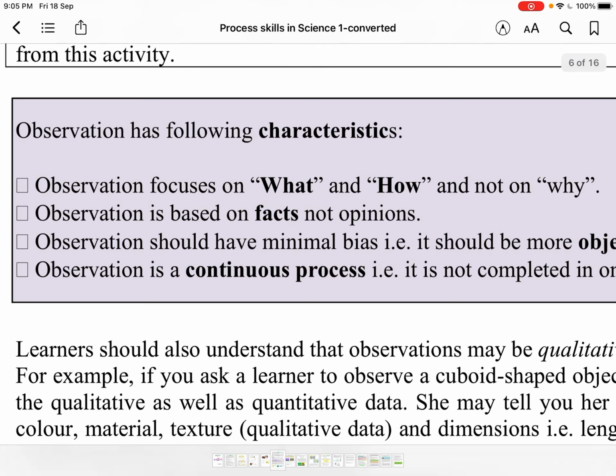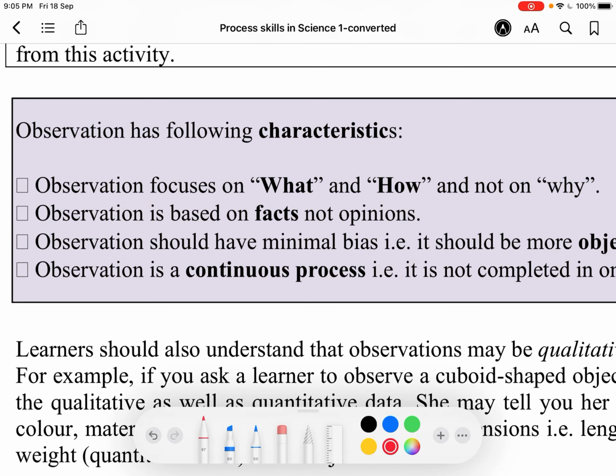Observation usually focuses on what, where and how, but not why. Why comes in the critical thinking skill. And observation is based on facts but not on opinions. Observation is totally based on facts. What is fact? Okay, later on we'll deal with it further.